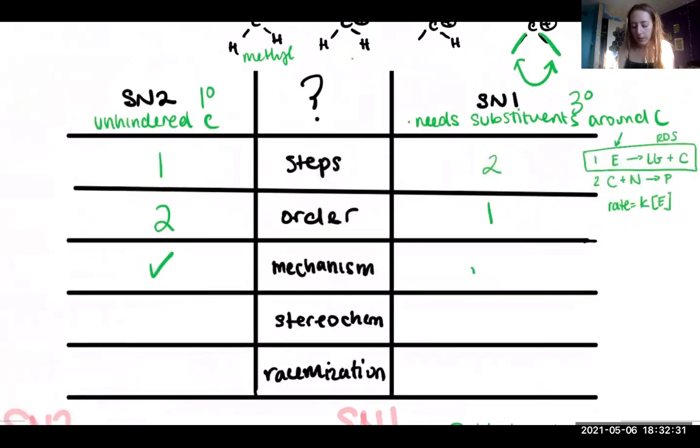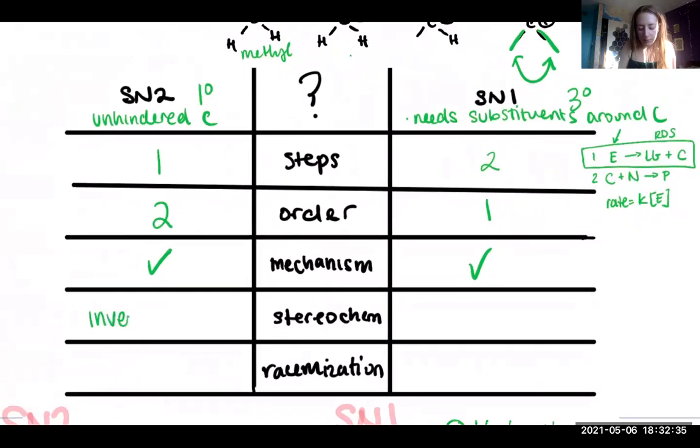All right, so we talked about the mechanism. We also talked about the stereochemistry. We see an inversion here. Okay, and on the right side for SN1, we see racemization. We see a 50-50 mix. All right, and racemization just means that mix. So yes, we have it here, and no here.